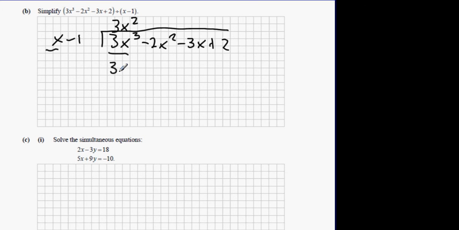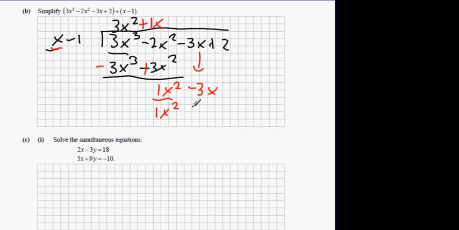Multiply 3x squared there, so we get 3x cubed. 3x squared times minus 1 is minus 3x squared. Remember to change the sign, so that's going to be a minus and a plus, and that makes 1x squared. Bring down the 3x. This time x squared divided by x is plus 1x, so we're going to get plus 1x squared. 1x multiplied by minus 1 is minus 1x. Once again, change the sign, minus and plus, so we're going to get minus 2x plus 2.